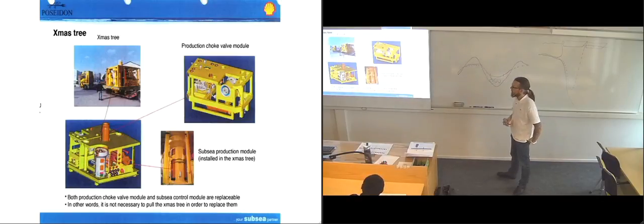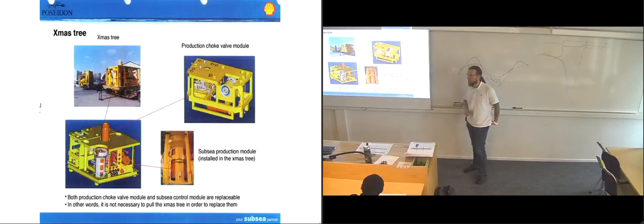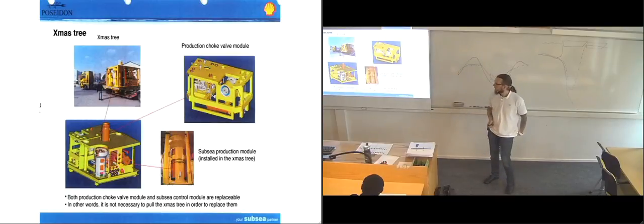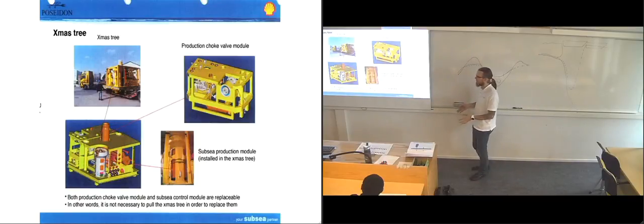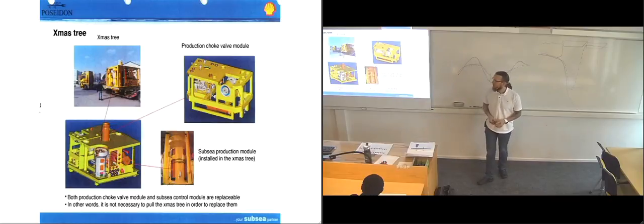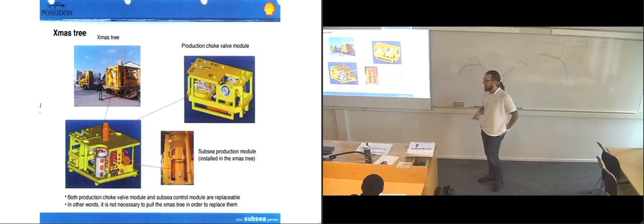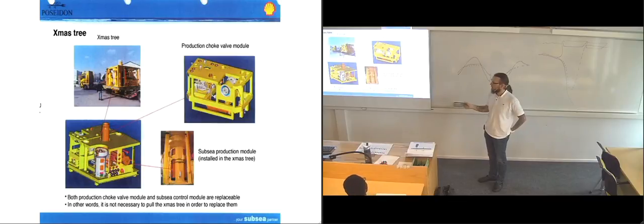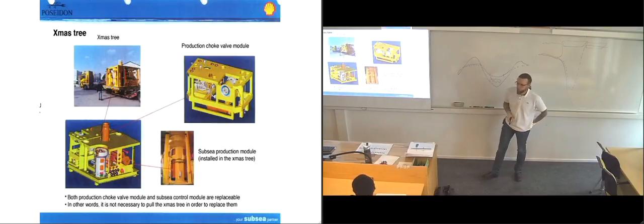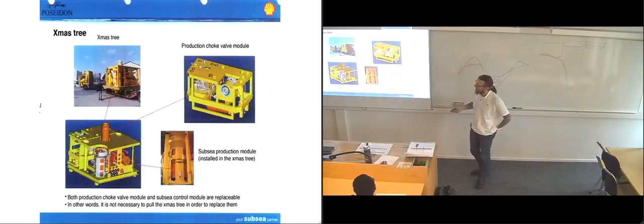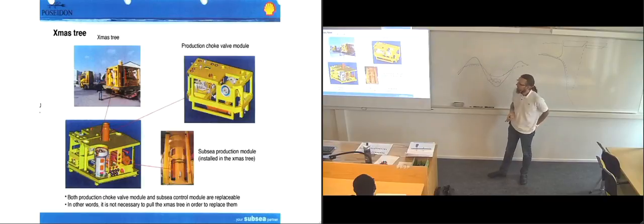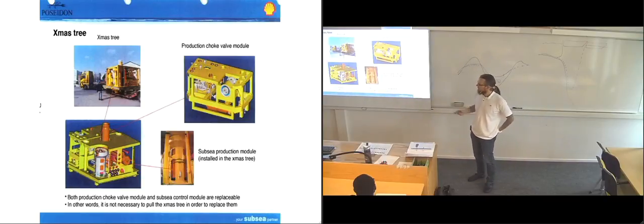So it will probably take a day or two of work. This exact Christmas tree won't be producing for that day or two, but still it's a lot better than maybe having to exchange the entire Christmas tree, which probably would have taken a bit longer since there is a lot more weight involved, and you would possibly have to put down blowout preventers in between and everything. So it's a better solution to do it modularized like this.